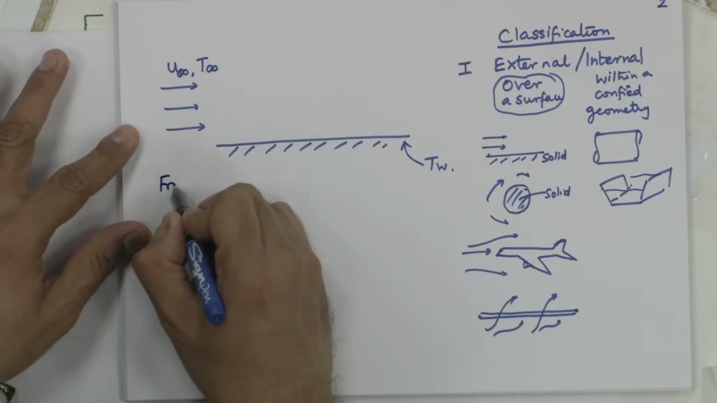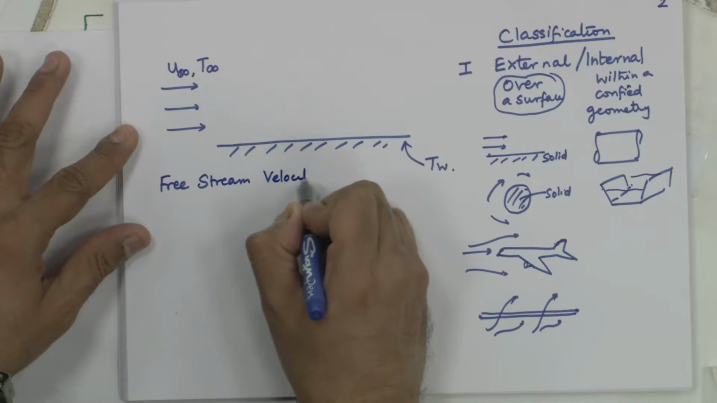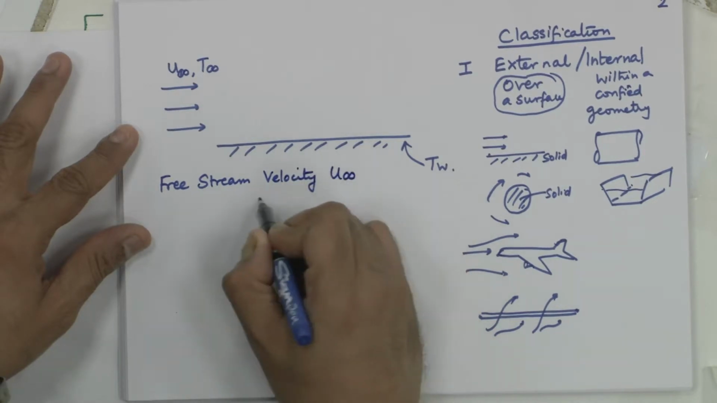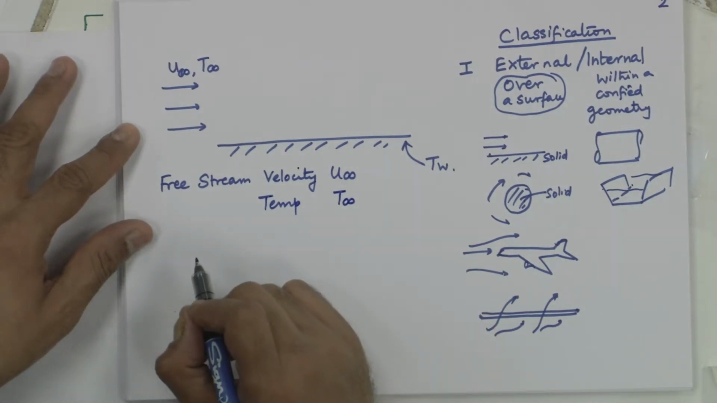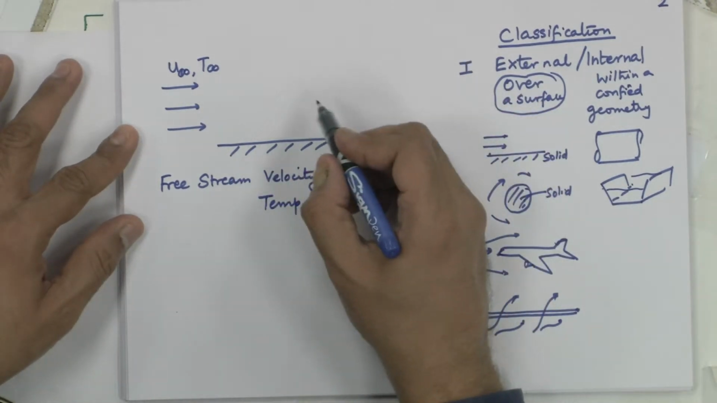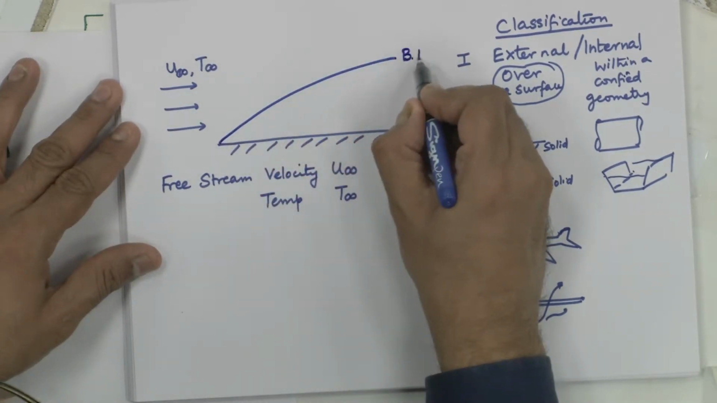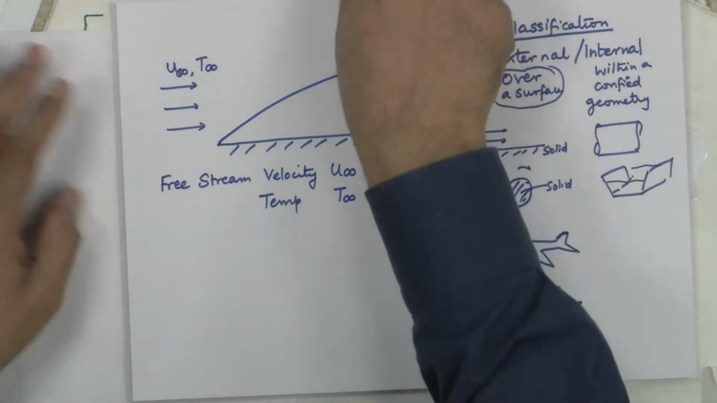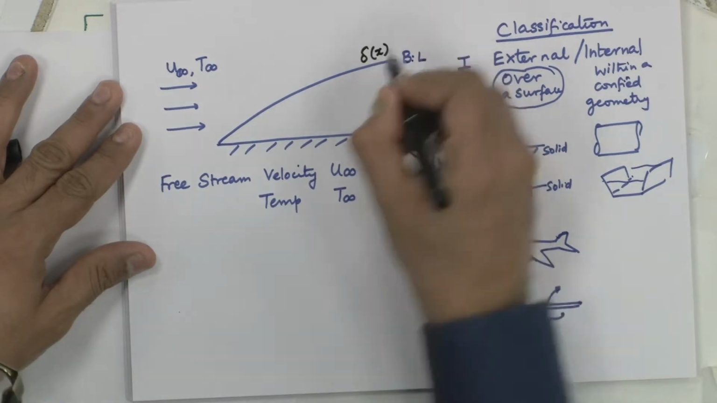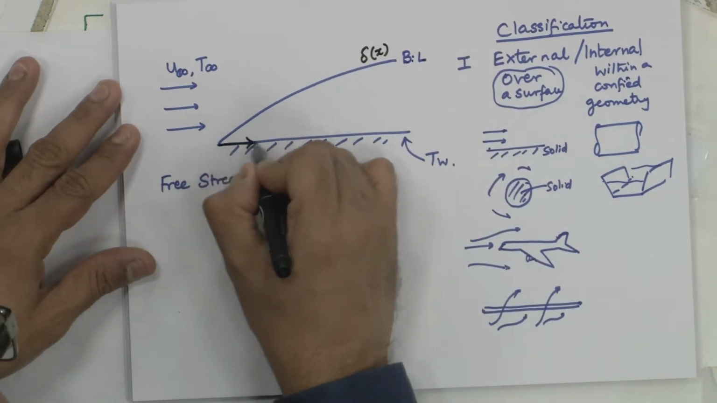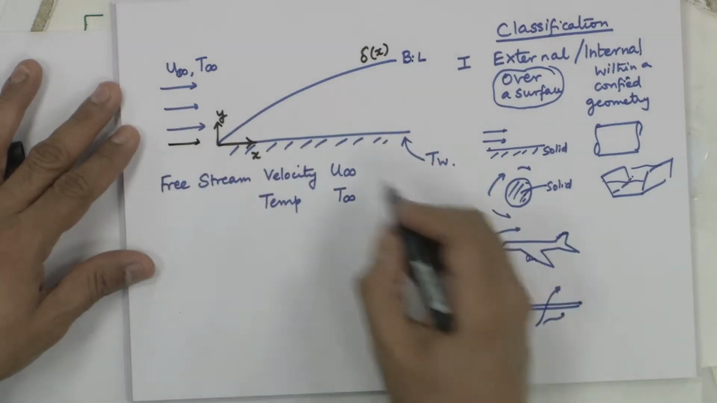This is free stream velocity, U infinity, free stream temperature, T infinity. When there is a flow over a heated surface, you are going to form what we call a boundary layer. We have seen what the hydrodynamic boundary layer is. It is given by the symbol delta. This is my x coordinate, this is my y coordinate, and this is U infinity, T infinity.